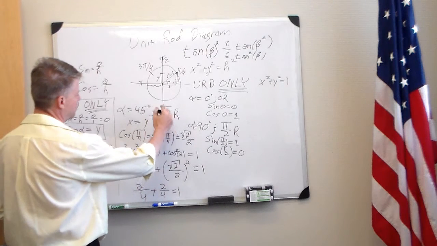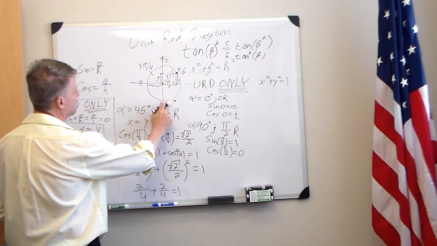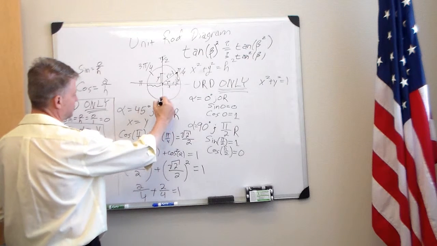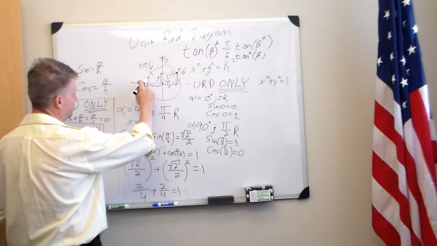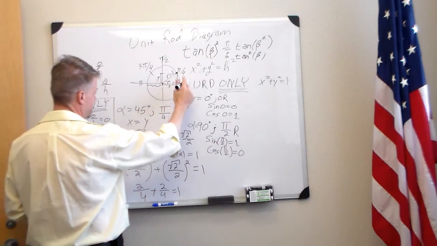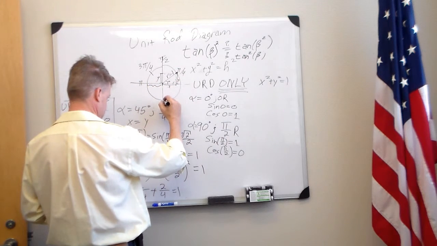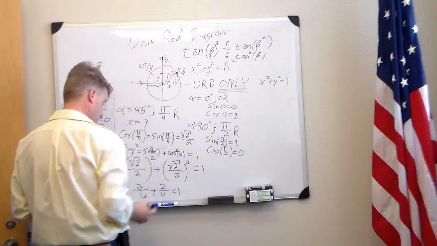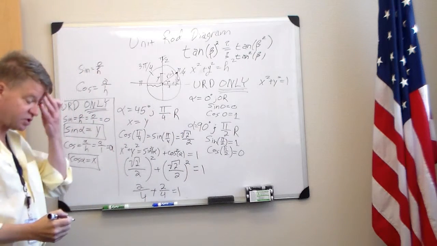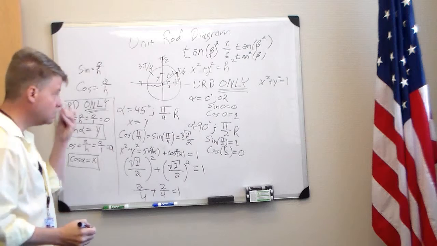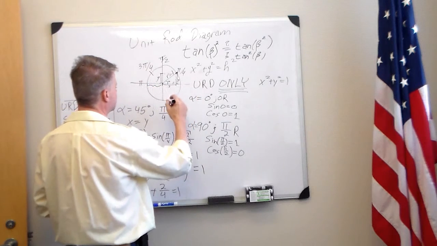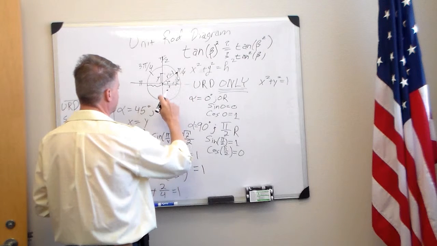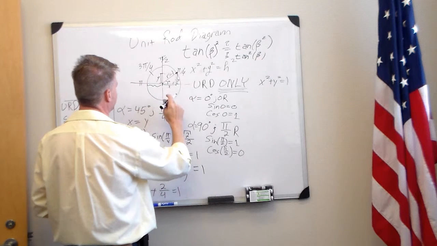This is not pi over 4. This is, well, I'm sorry. Confusing what I'm doing here. This is 3 pi. This is going to be 2 pi. Oh, Lord, I can't even think anymore. I'm so tired. All right. So we have 2 pi here. We have pi here. 2 pi, this is going to be 3 pi over, no.